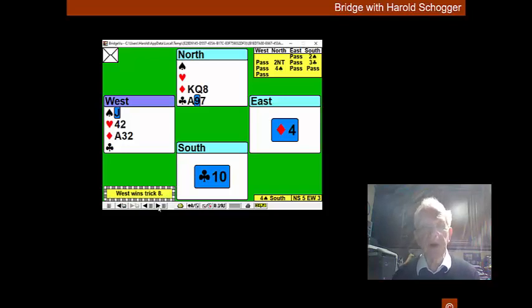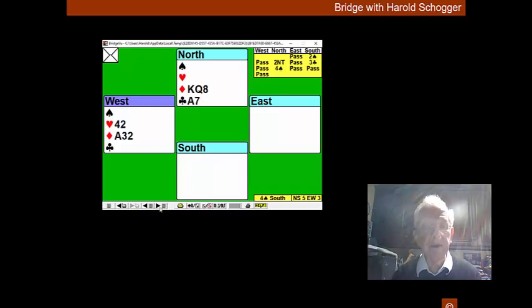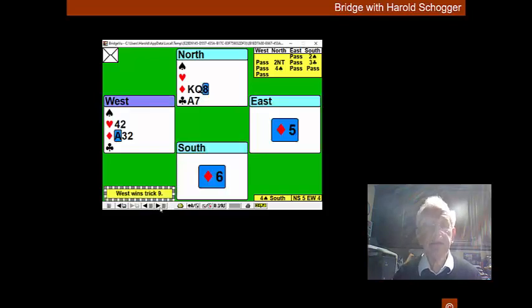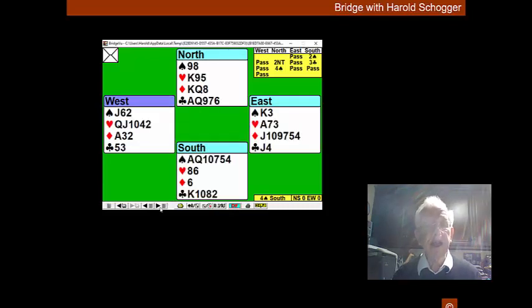Oh no, you trump with the jack. And quickly cash your ace of diamonds. And declarer is able to claim the rest. You made two hearts because of the top of the sequence.